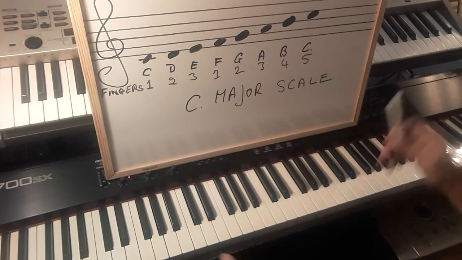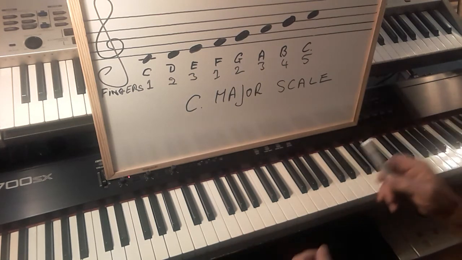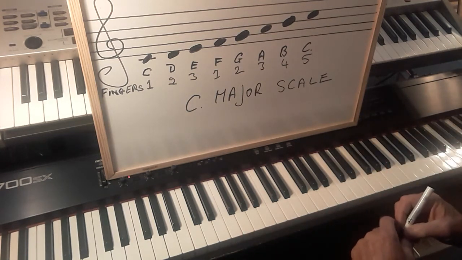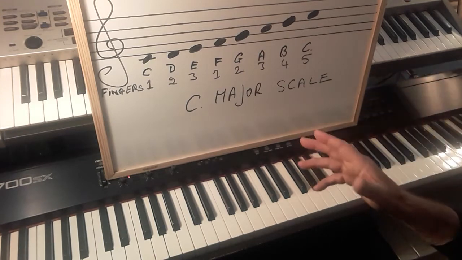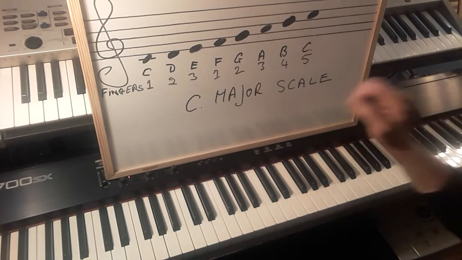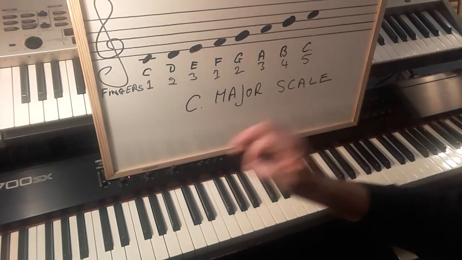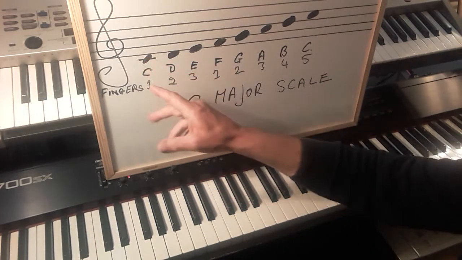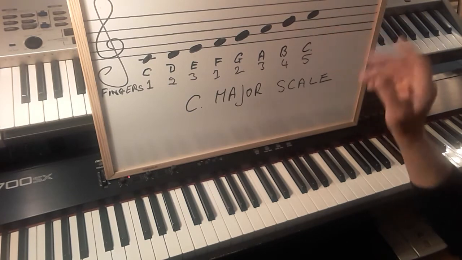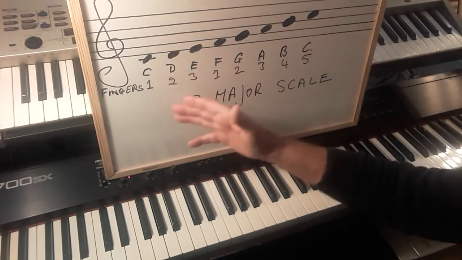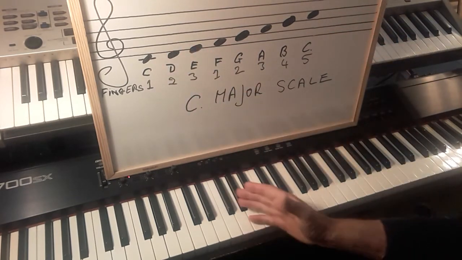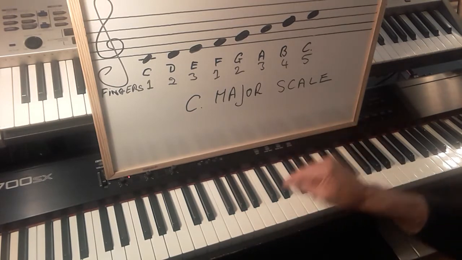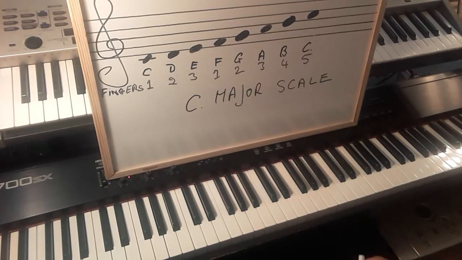Now then, let's look at the structure of a major scale. Of course the scale takes its name from the first note, the root note or the key note, and this is it. We're forming the C major scale, so the note must be C. We can't start on G because you'll be forming the G major scale.